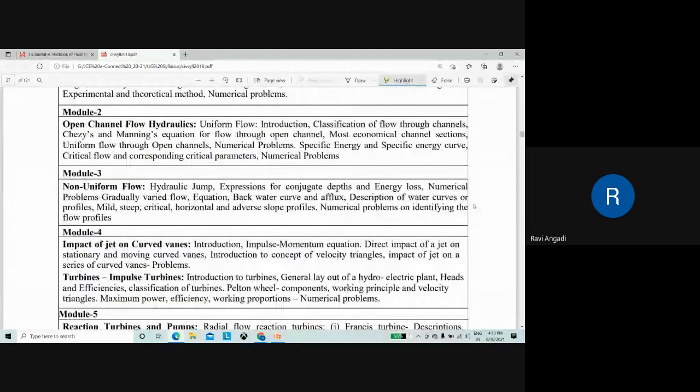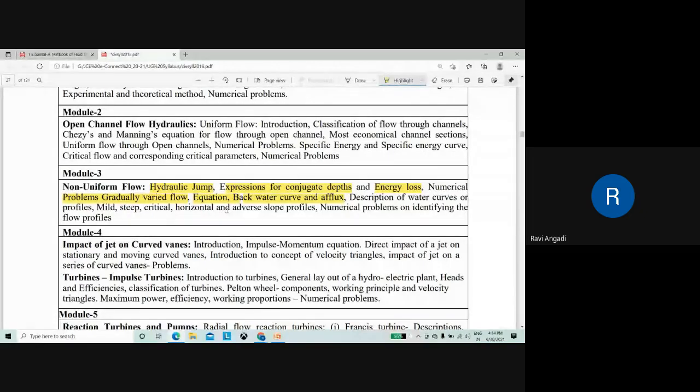So in module number 3, we have completed hydraulic jump, expression for conjugate depths, energy loss equation, then numerical problems on gradually varied flow, then the equation, even backwater curve and afflux we have discussed, and even the problems on this backwater curve we have solved. Okay, so that is dy by dx. If it is coming 0, that is a uniform flow.